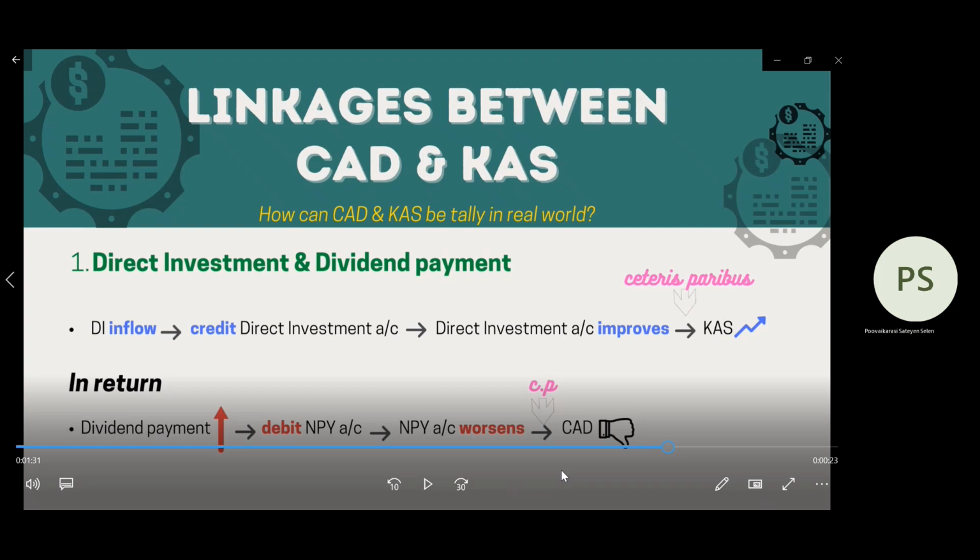But at the same time, we have to pay our shareholders or investors the dividend, right? So the dividend payment will increase. So when dividend payment increases, what happens here is we have to debit our net primary income account. So there's more outflow here, making our net primary income worsen and our current account become deficit.